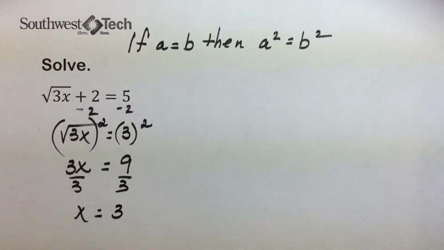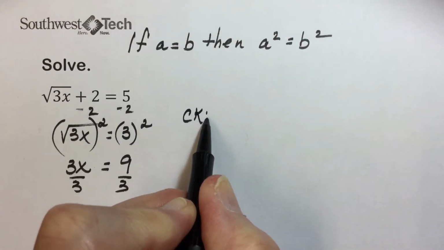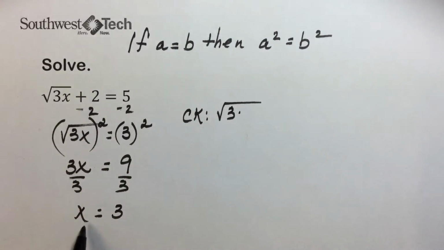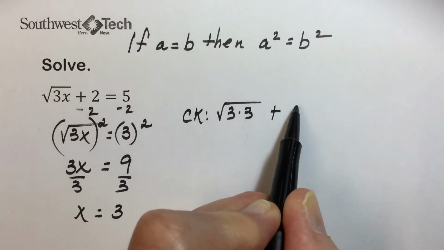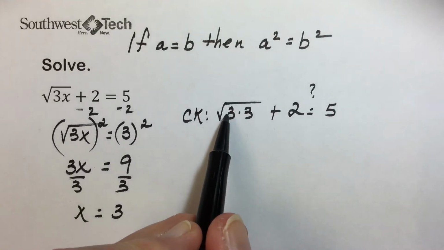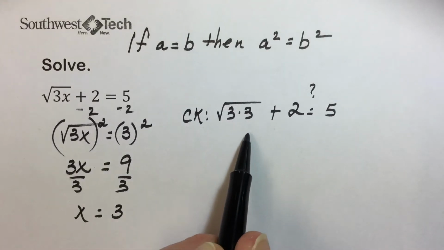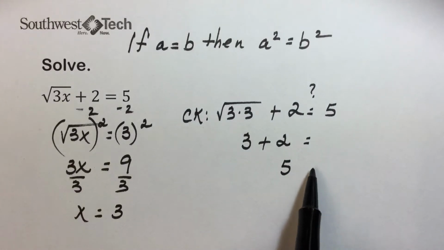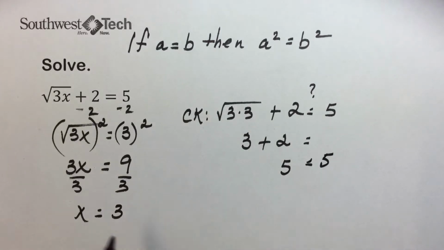for a possible solution of 3. To be sure that this is in fact a solution, we will check that in the original equation, replacing the variable with the value that we got, which was a 3, and see if we do end up with a true expression. So square root of 3 times 3, square root of 9 is 3, 3 plus 2 is 5, and since this is true, we will accept this as a solution.